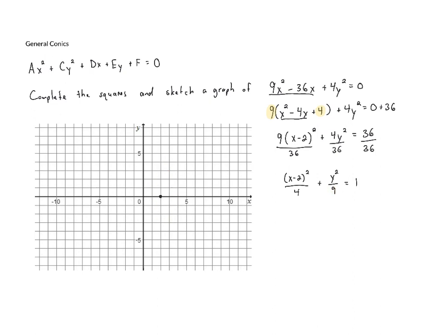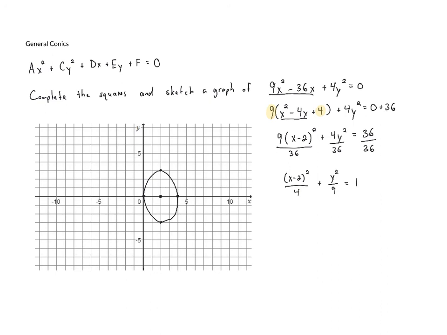Because a squared is 9, that means a is 3, so we're going to go up 3 units and down 3 units to get our vertices. And then b squared is 4. That means we're going to be going to the left and to the right 2 units. B squared is 4, then b is 2. And we have enough points to sketch the graph of the ellipse. And that is our graph.